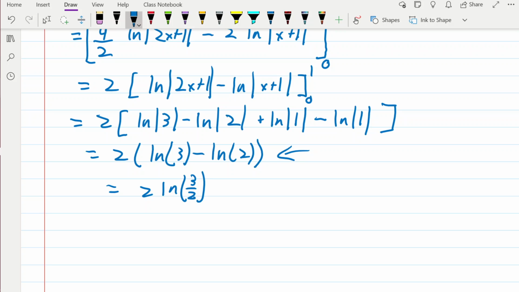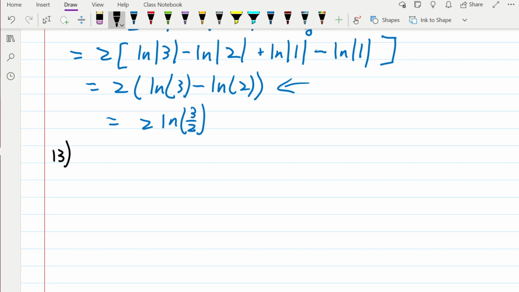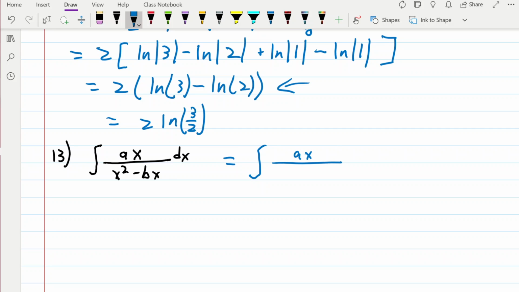All right. So from here, let's move on to number 13. So number 13 is going to be the indefinite integral of ax over x squared minus bx dx. So a and b are going to be assumed to be constants. So let's first factor. So we're going to have the integral of ax over x times x minus b dx, in which our x's will cancel. So we're going to get the integral of a over x minus b dx.